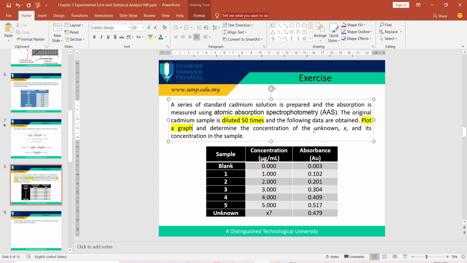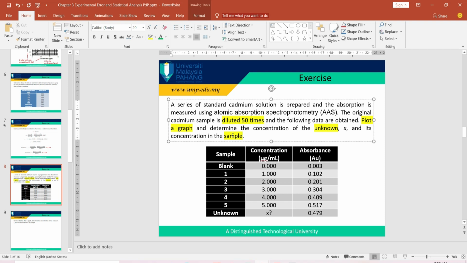You need to determine the concentration of the unknown and its concentration in the sample. So you need to find two concentrations. First, the unknown, here the value of X, and also its concentration in the sample. Remember, the first information that we have is that it is diluted 50 times, so the original one you need to calculate. How to do it?